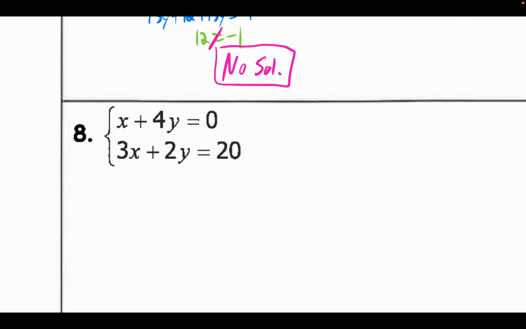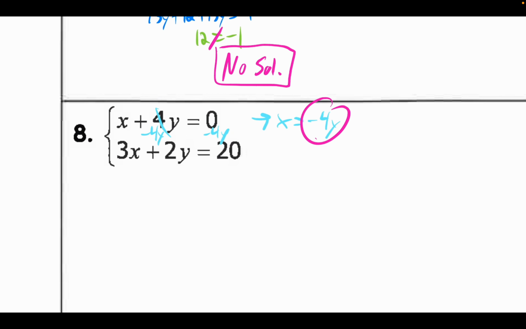On number 8, we once again need to solve for a variable. My best pick is whichever one might have a coefficient of positive 1. That's this x up here. So I get that by itself by subtracting 4y from each side. And I just get x equals negative 4y, because this is just 0. So I could write plus 0, but I certainly do not need to.